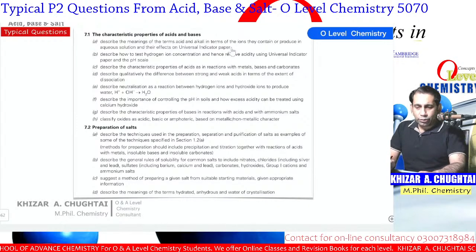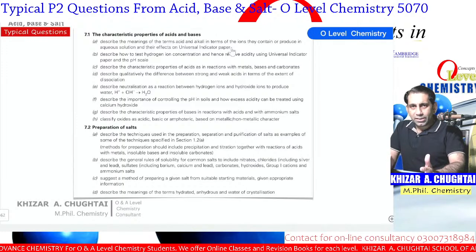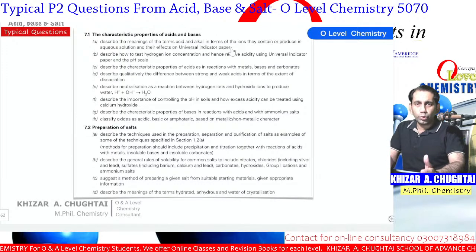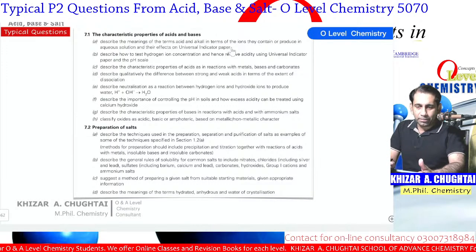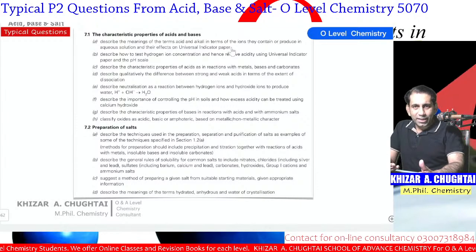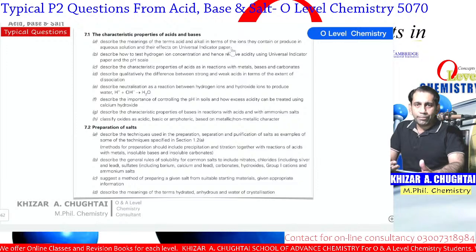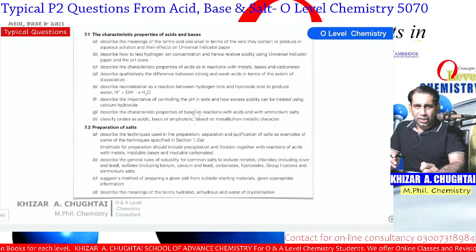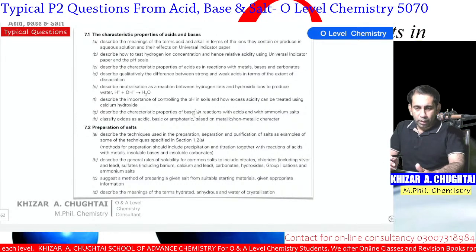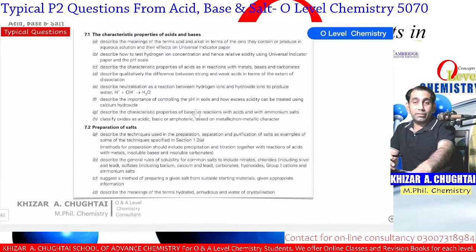So what is an acid? Any substance that has the ability to lose H positive ion into the aqueous medium. And reversibly, a substance that has the ability to generate OH negative ion into the aqueous medium is said to be an alkali. So these are the two typical definitions, and you must know about them, with examples.